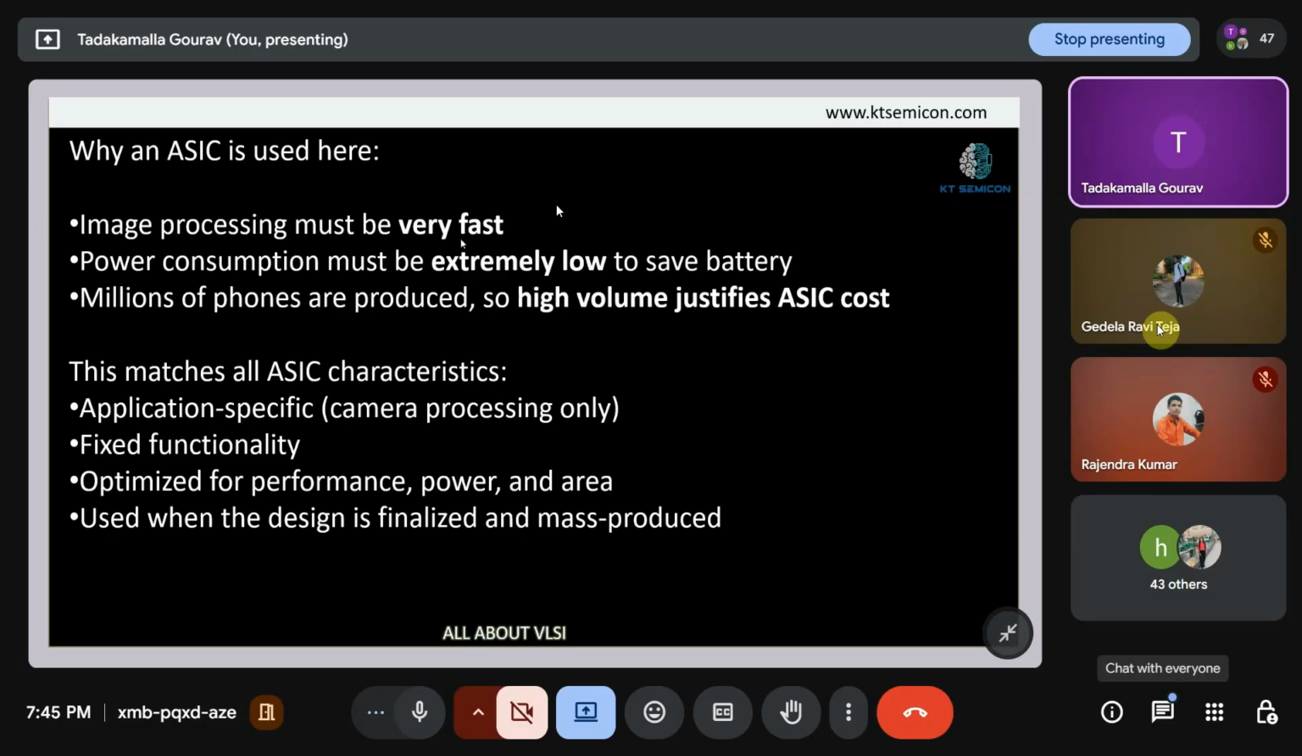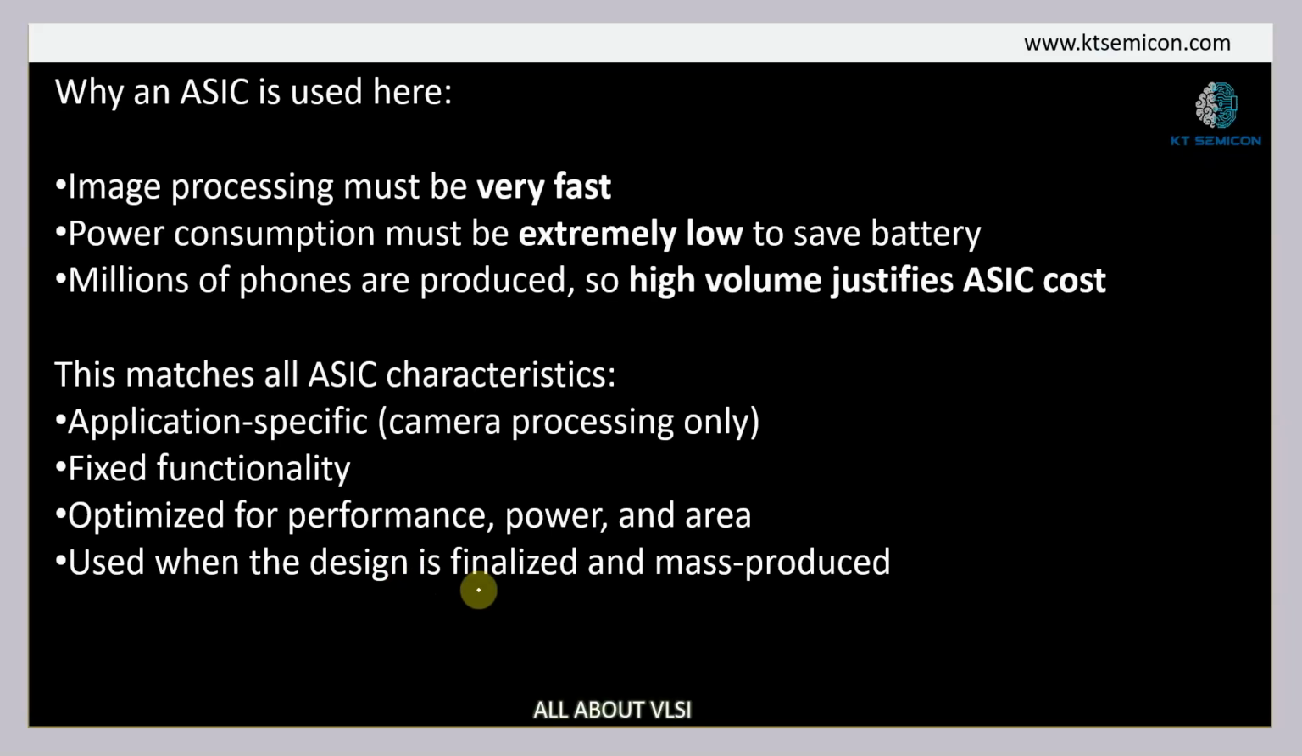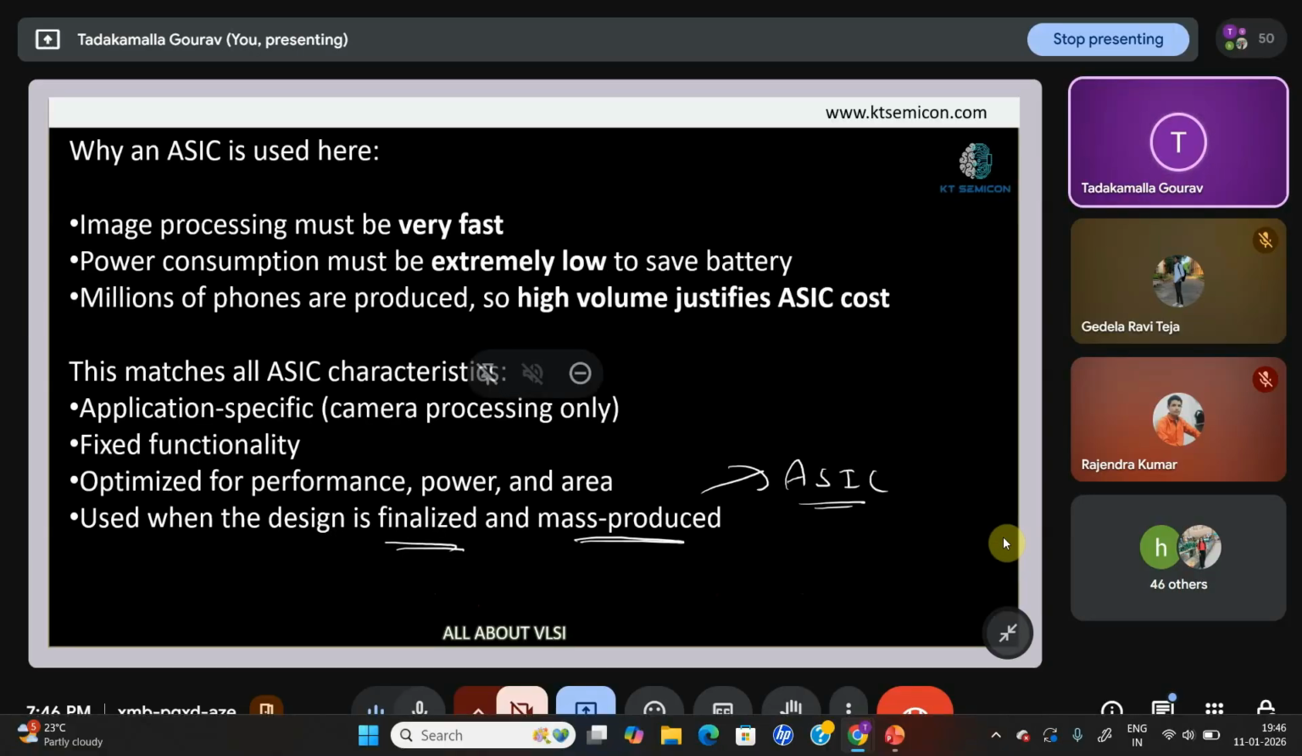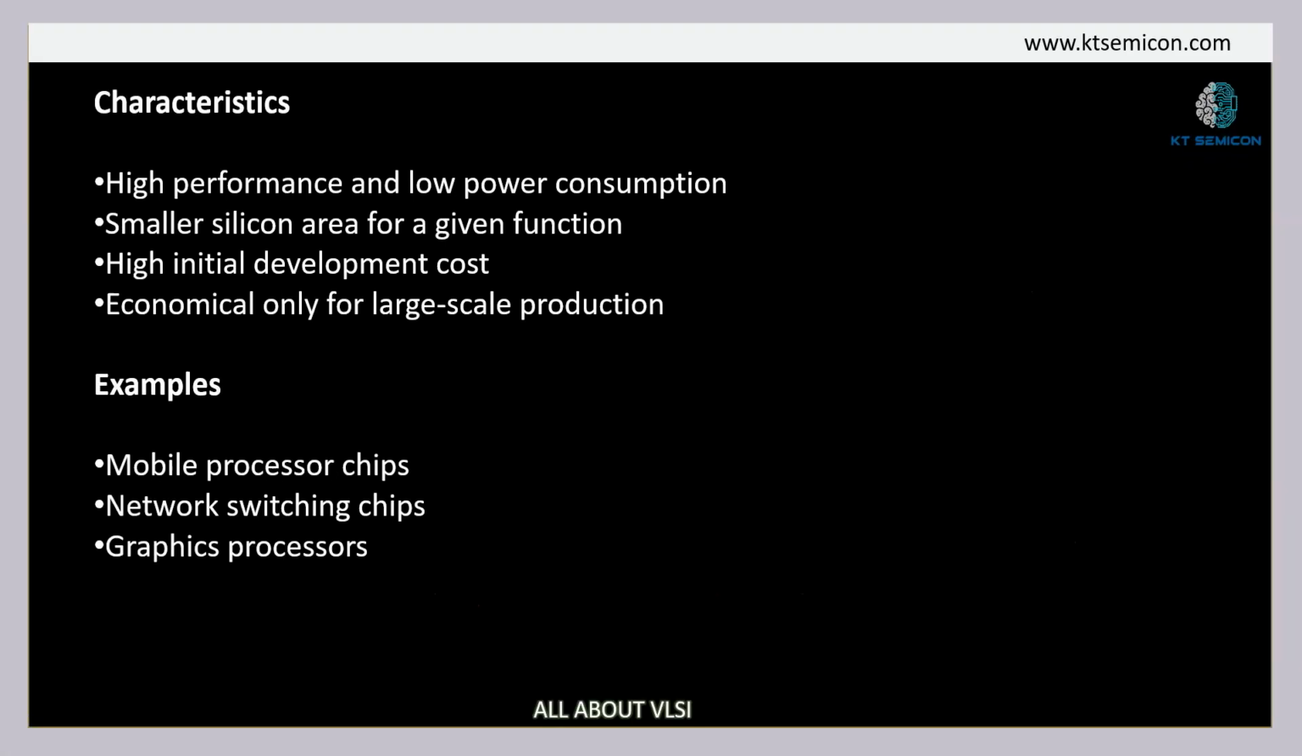This also matches your ASIC characteristics: it is used for a specific application, it has fixed functionality, it is optimized for performance, power, and area, and it is used when the design is finalized and mass produced. The important point here is that the design is finalized. Whenever the design is finalized and needs to be mass produced, we use an ASIC. So this is where we are going to use our application specific integrated circuit.